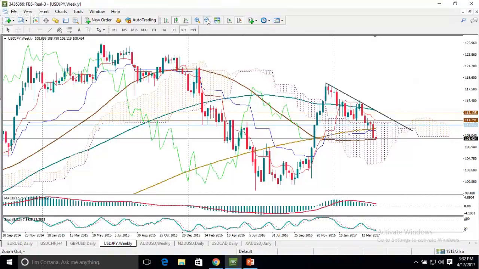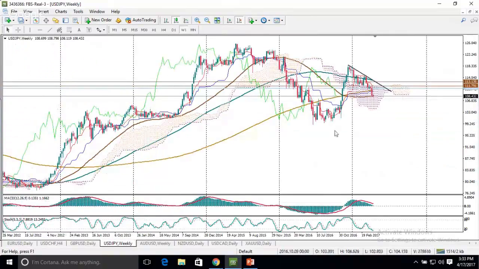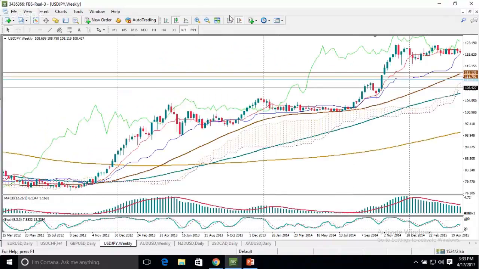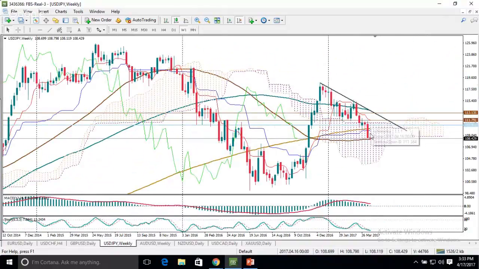Next, we come to dollar yen. And as we talked about the market's risk aversion, it is clear that in a situation like that, the Japanese yen, which is often perceived as a refuge currency, regained power, and dollar yen went down. Here we have a weekly chart, and the pair has finally made an advance inside this weekly Ichimoku cloud.